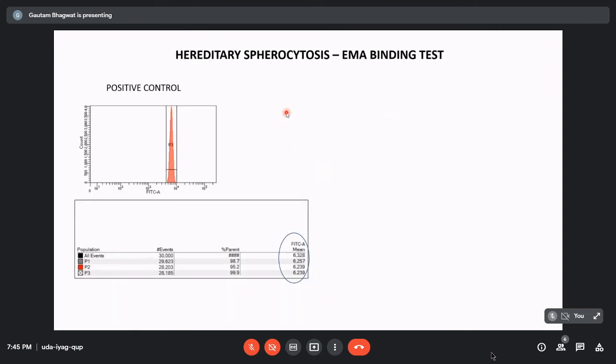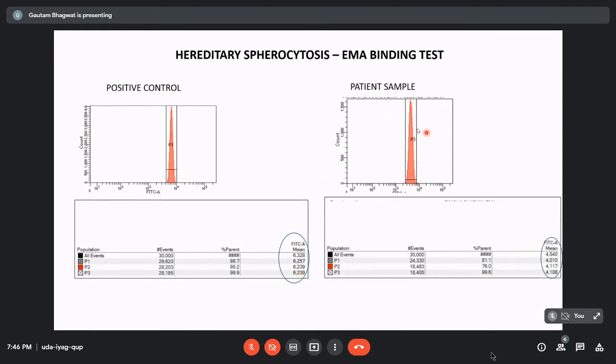Coming to the actual test, for this case we took 6 healthy individual samples, put EMA into the tube, gated the RBCs, and then looked at the histogram in the FITC channel, in which we had put the EMA. As you would remember from the last slide, the negative was somewhere over here. This is the positive control, and if you see, this is P3. For P3, my mean fluorescence intensity is 6239. Similarly, we did 6 samples, took this value for all 6 samples and calculated the mean. We also do it for the patient sample, and for the patient sample, if you see P3, the intensity is 4108 in the FITC channel.